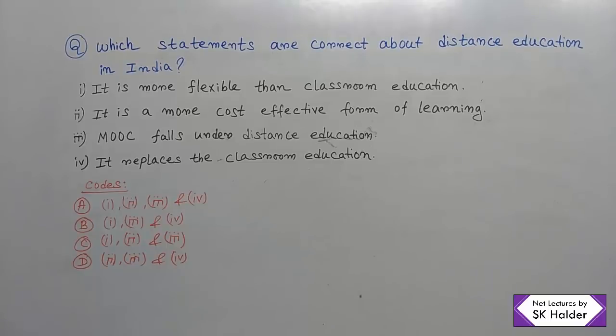Which statements are correct about distance education in India? 1. It is more flexible than classroom education. 2. It is a more cost-effective form of learning. 3. MOOC falls under distance education. 4. It replaces the classroom education. In codes, A, 1, 2, 3 and 4. B, 1, 3 and 4. C, 1, 2 and 3. D, 2, 3 and 4.